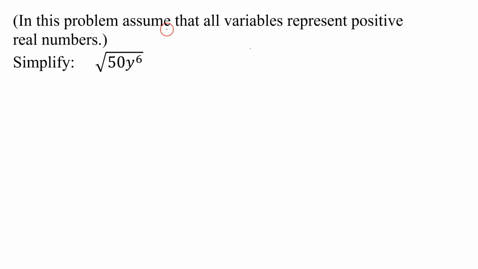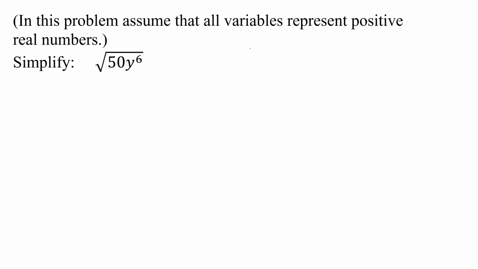In this problem, we have to assume that all variables represent positive real numbers. And we're asked to simplify the square root of 50y to the 6th. Notice inside the radical, I have 50 times y to the 6th.